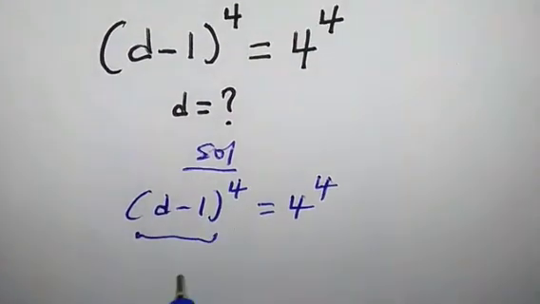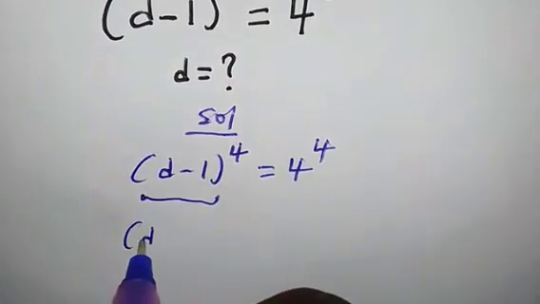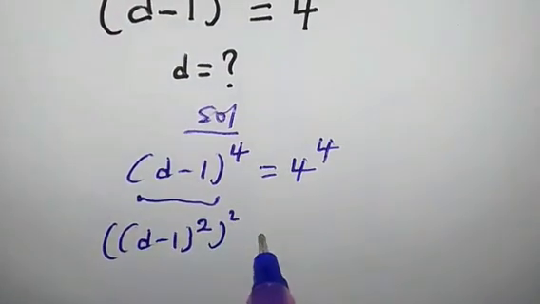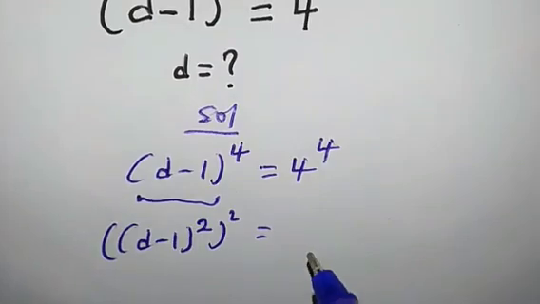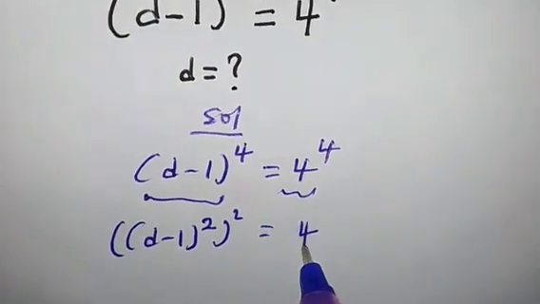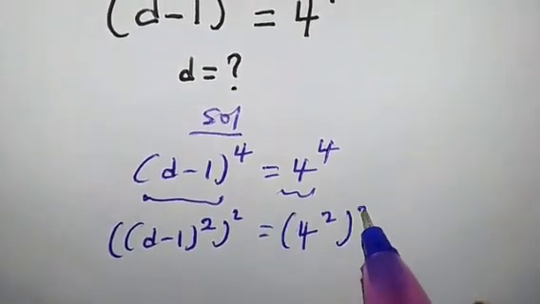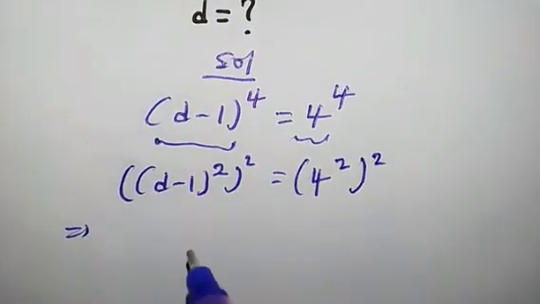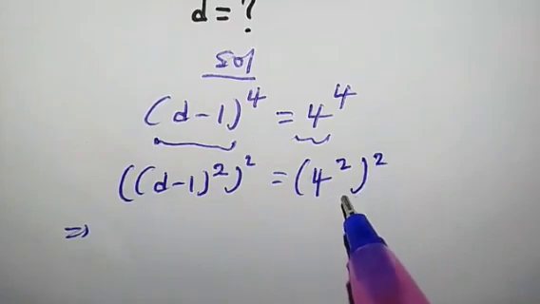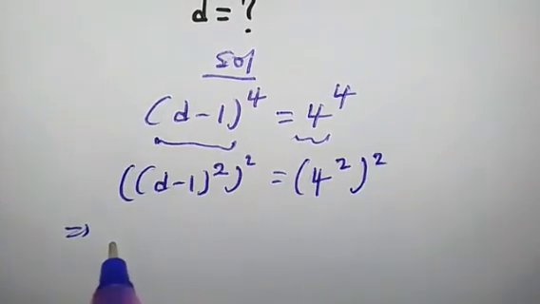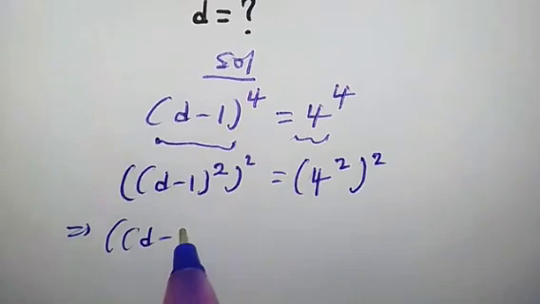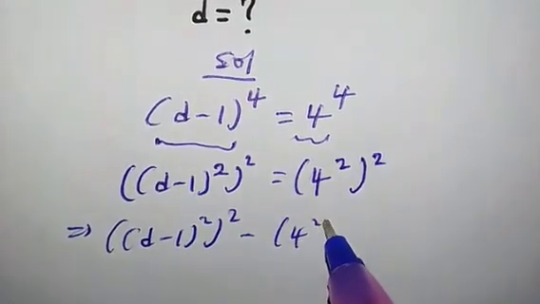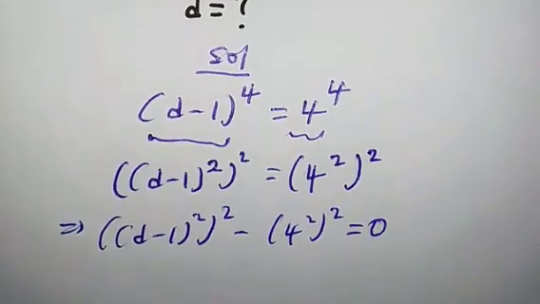The left hand side could be written as ((d − 1)^2)^2, equal to the right hand side, which could also be written as (4^2)^2. Let's continue. This implies that we move the right hand side to the left hand side. So that will be ((d − 1)^2)^2 − (4^2)^2 = 0.